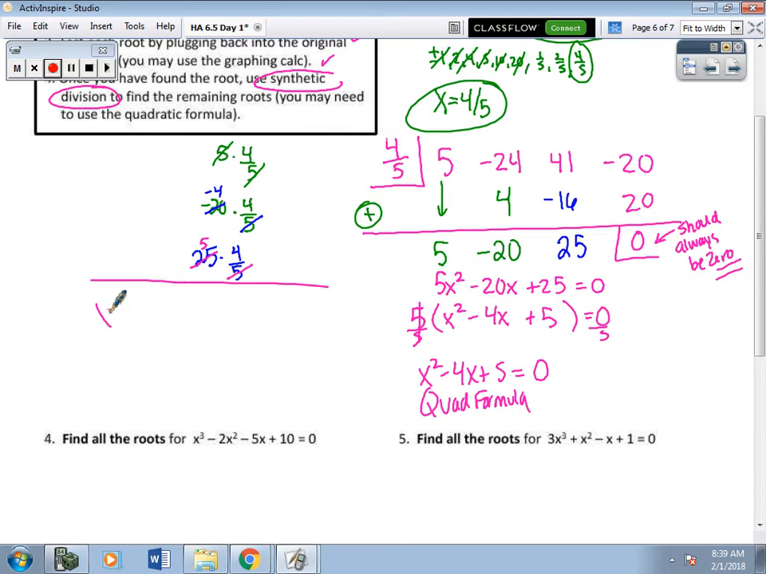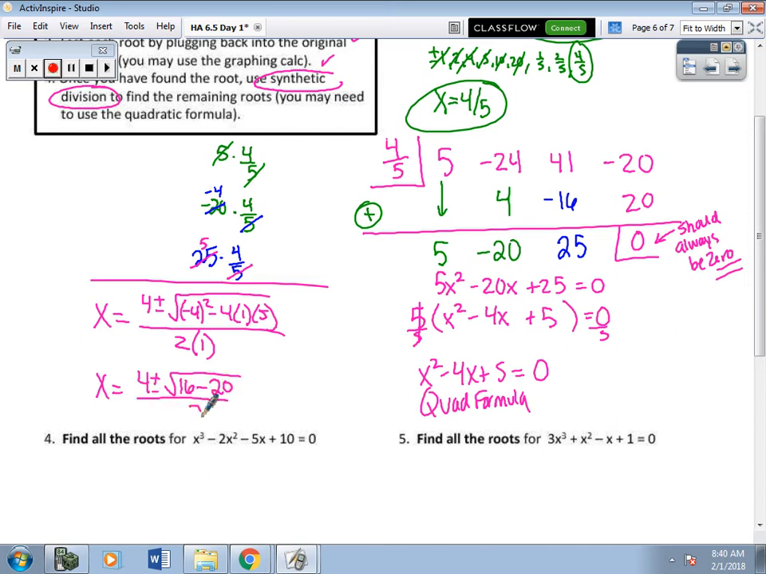We'll have x equals negative b, which would be positive 4, plus or minus the square root of b squared minus 4 times a times c, all over 2. Okay? If you don't take out the 5, you would get much bigger numbers. It's still doable, you just have to reduce a lot at the end. So we'll get 4 plus or minus the square root of 16 minus 20, over 2.